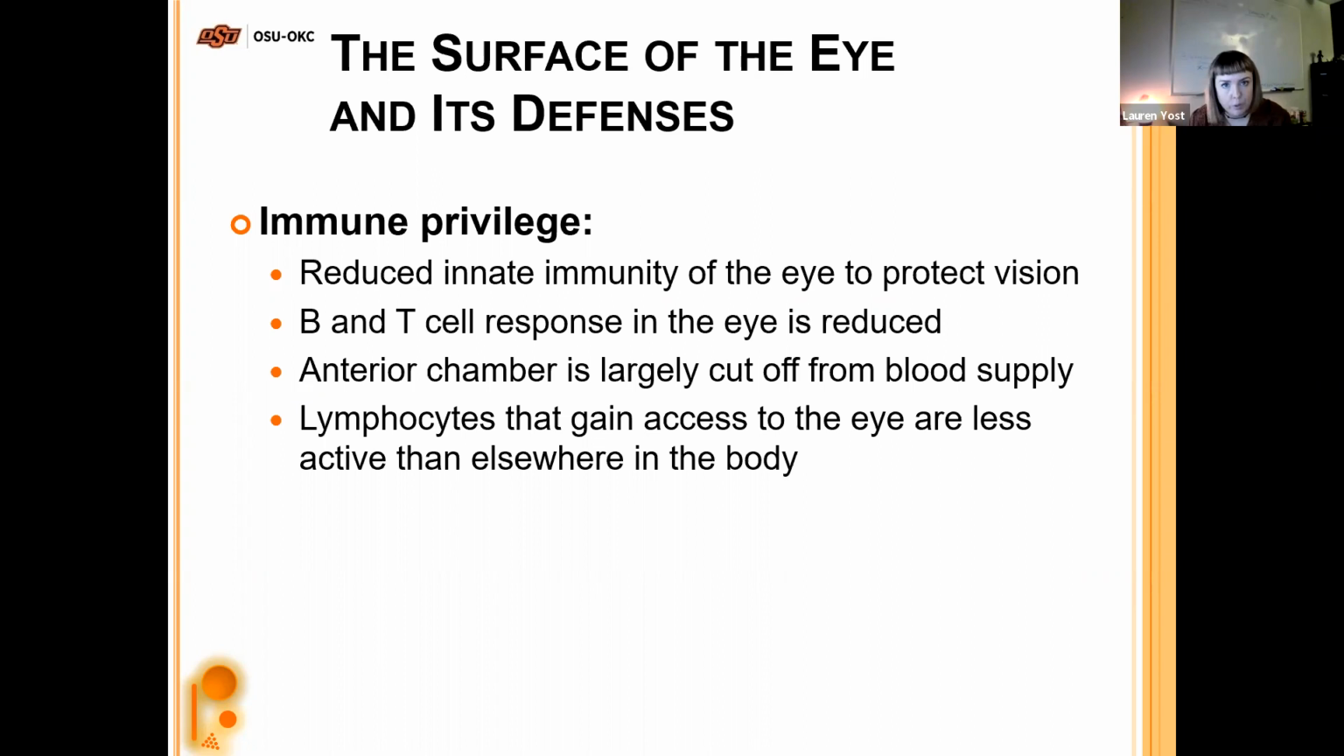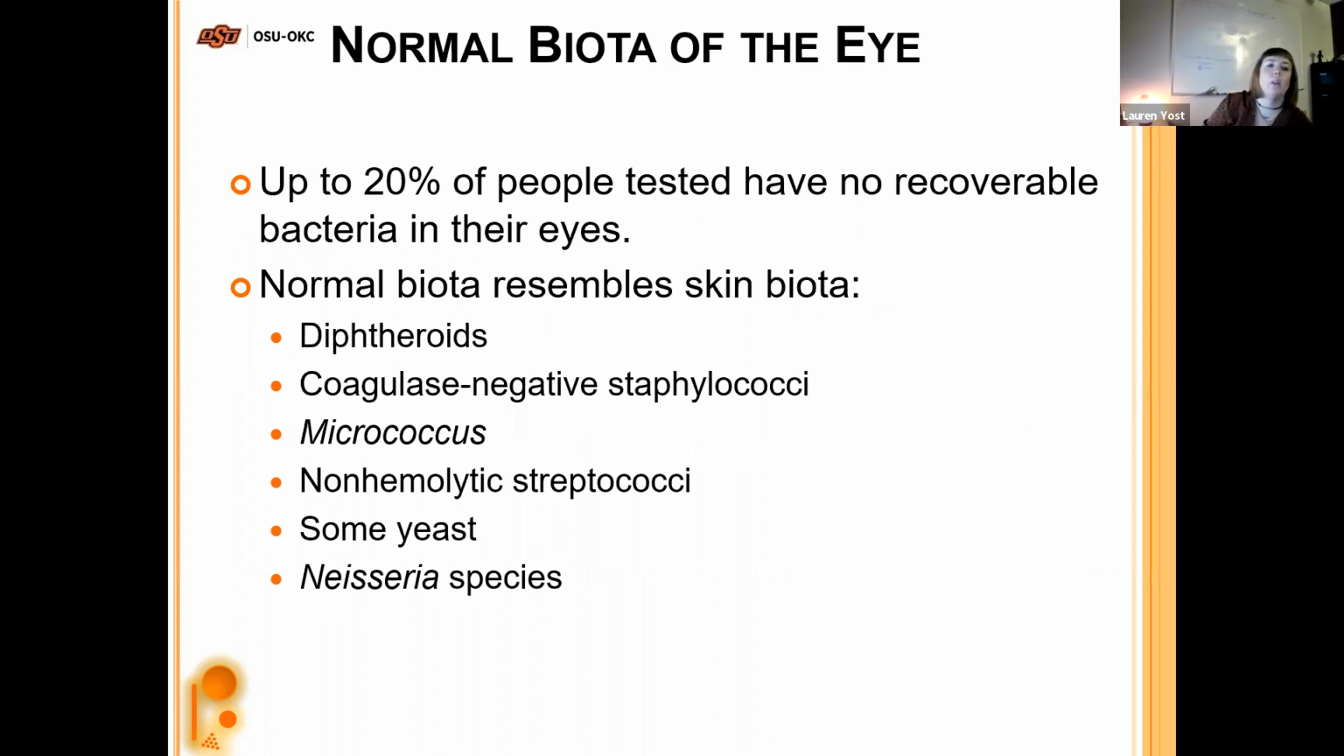So we have immune privilege to protect our eye from our immune response against an infection. They have their own B and T cell response associated with the eye. The anterior chamber is largely cut off from blood supply, so you can't have things infiltrating from there to cause inflammation. And the lymphocytes like B and T cells that gain access to the eye are less active than they would be elsewhere in the body. So they're controlled to keep them a little more regulated.